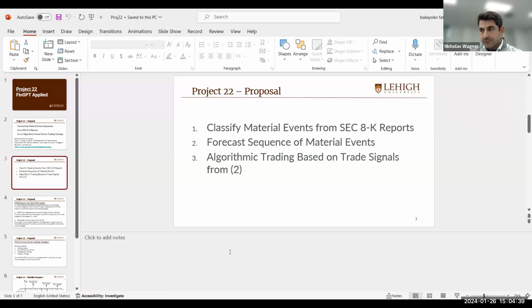Okay, so we thought about dividing our project into three parts. The first part will be to classify the material event from the SEC 8K report. We could use Fin GPT to do that. The second part was to forecast a series of events based on the classification that we made in the first part. And the third part was to have algorithmic trading based on the trade signal that we will get in the previous part.